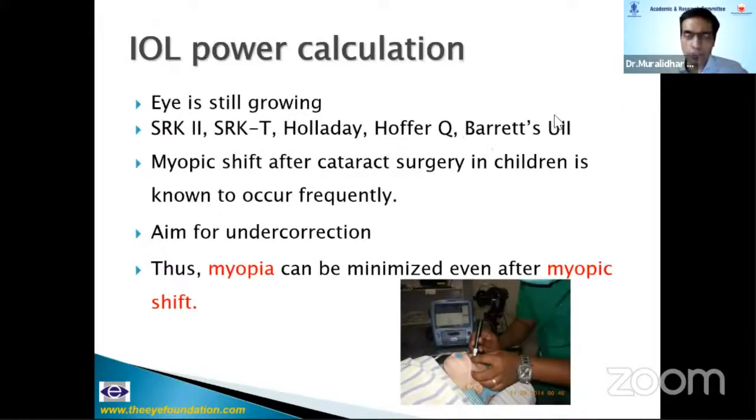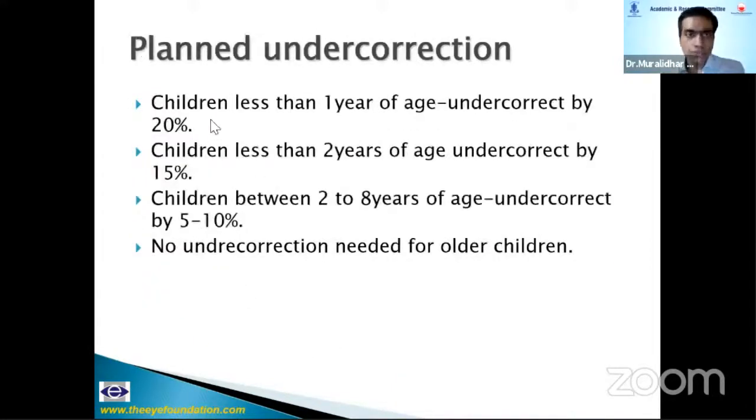I have shifted recently to using the Barrett's Universal 2 formula. And because of myopic shift, you need to do keratometry and you need to have the axial length done for every child. For older than 2 years, generally we get the IOL master. And for less than that, you need to do it under short general anesthesia. So for children less than a year of age, this is the suggested undercorrection. A simple formula to remember is 7 minus age would be the anticipated refractive error. But this is only a general guide.